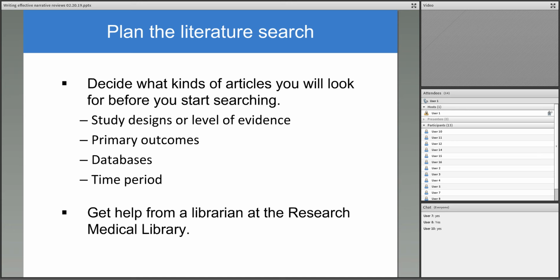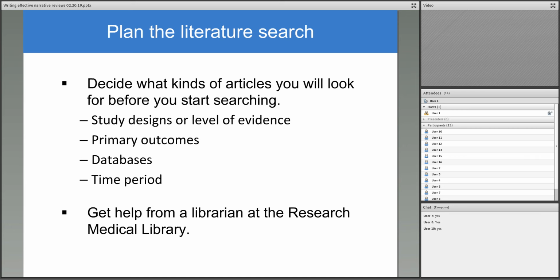Decide exactly what kinds of articles you'll look for before you start looking for them. For example, what study designs, what levels of evidence, what primary outcomes, what databases, what time period. And it's a good idea to keep track of these elements of your search strategy. Some journals might ask that you describe your exact search strategy, including search terms and databases, in the review itself, but otherwise it's often fine to summarize your search broadly and simply. Use the journal instructions and published reviews in the journal for guidance.